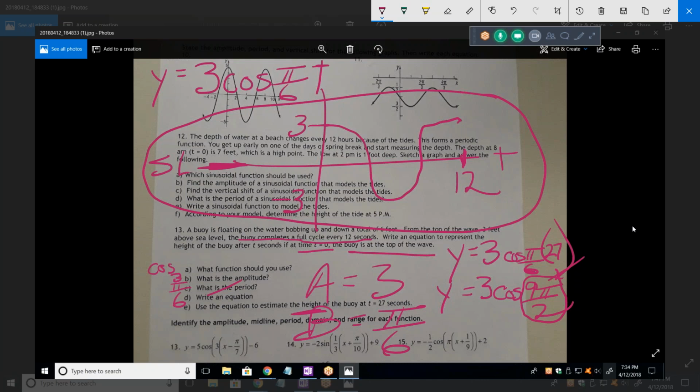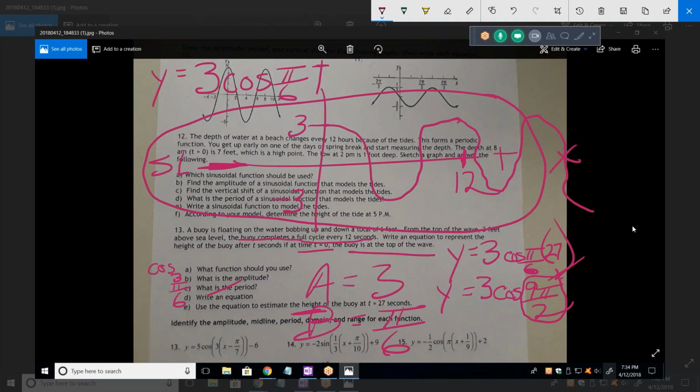Pi over 2. And what is the cosine of pi over 2? Remember, cosine starts at its peak and then goes to the midpoint at the first break point, which is always pi over 2. So cosine of pi over 2 is 0. Okay. So the height of the wave at 27 seconds is 0.